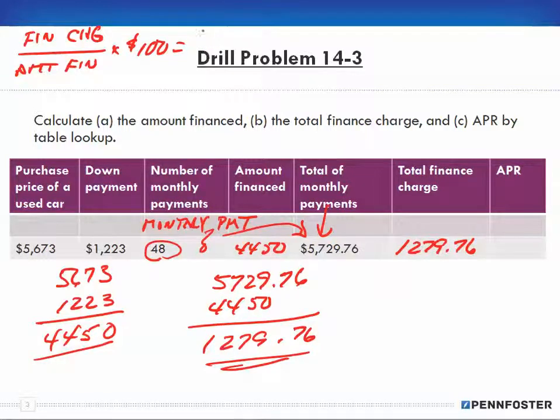Right, we'll give you an amount, and then you look that amount up on the table, and that table was table 14-1. And when you look that up, you will then be able to tell what the annual percentage rate is. Okay, and I'm going to actually do that here.